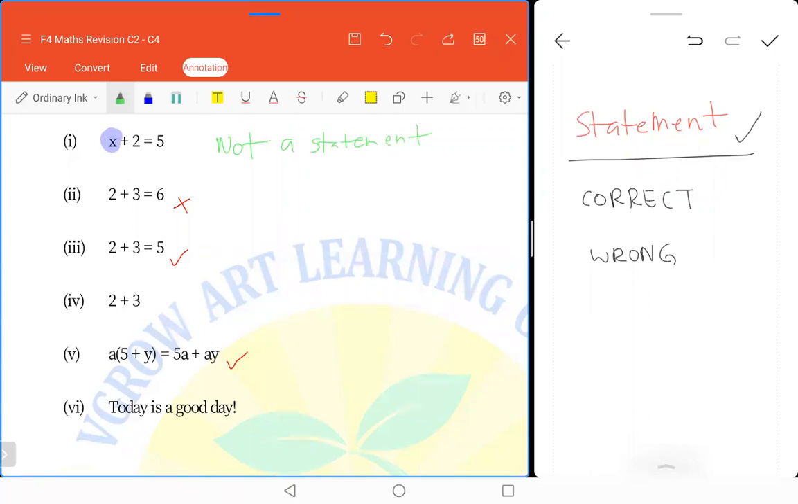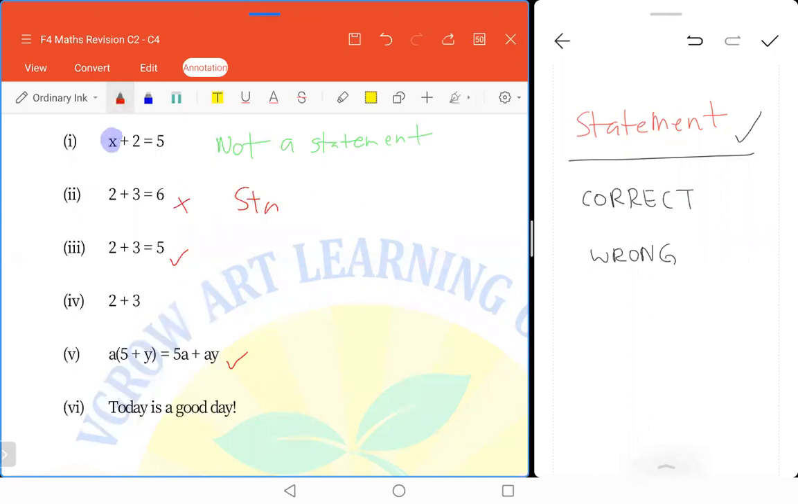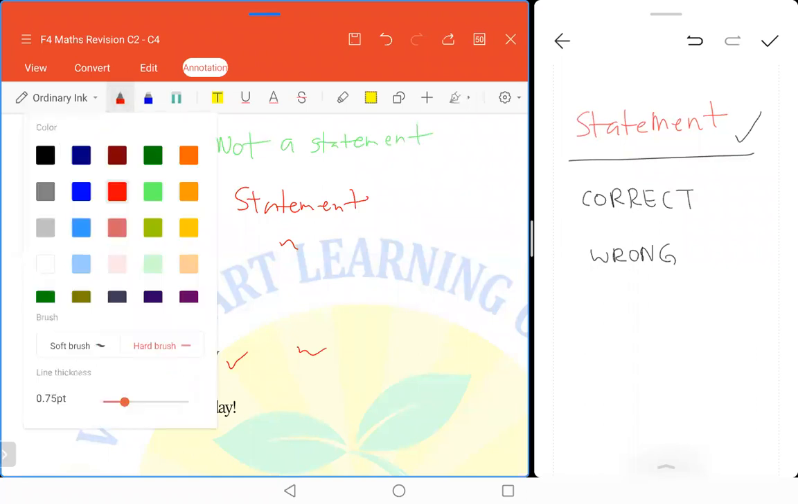Number 2, we can confirm for sure it's wrong. 2 plus 3 is not 6. It's incorrect. So this is a statement. Number 2, yes, statement. 3 also. Number 5 also, because a times 5 is 5a, and a times positive y is ay. So this is correct. 2 plus 3, then what is the answer? No answer, right? So this is not a statement.